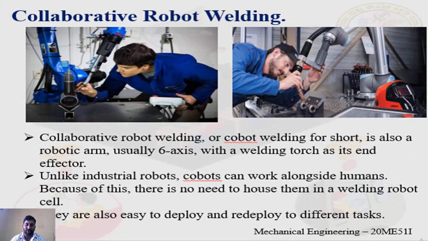Okay, next one is collaborative robot welding. As we know from the name, collaborative means there will be an interface between the human as well as the robot, both inside a welding cabin, both the human and the robot working in parallel, and they will weld correspondingly. Collaborative robot welding, or cobot welding for short, is a robotic arm, usually 6 axis, with a welding torch as its end effector.